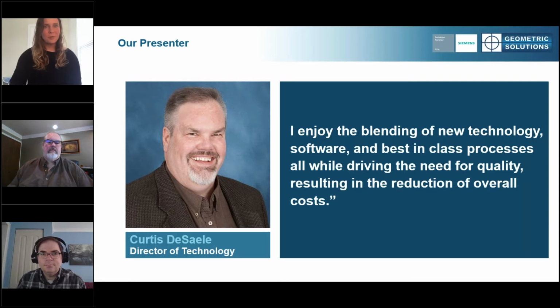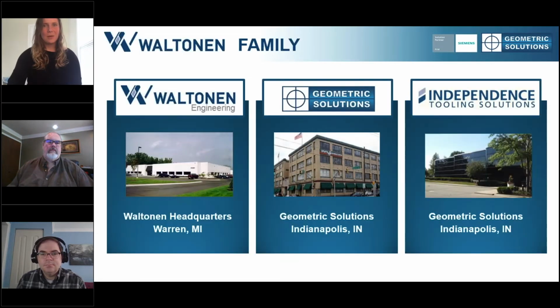As per a quick intro to who we are at Geometric Solutions, we're part of the Waltonen family made up of 3 companies located throughout the Midwest: Waltonen Engineering, Independence Tooling, and Geometric Solutions. Our story is pretty simple. Waltonen develops innovative engineering solutions using Siemens software, and we got so good at it, Geometric Solutions started selling the same potential for success in the form of Siemens software. So when it comes to implementing and optimizing these solutions like an expert, Geometric Solutions can get you there.